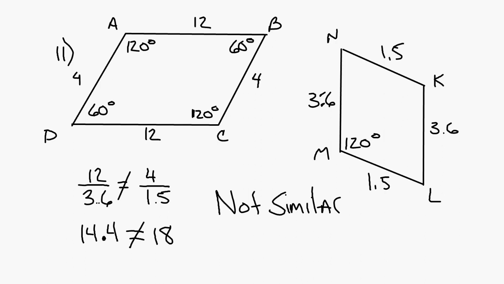Number 12. In number 12, you're given two shapes. You're told that the polygons are similar, but not necessarily drawn to scale. Find the value of x. You can take that 10, that side AD, and write a ratio. The 10 goes over the 38. Those are corresponding sides. You can make that equal to the 5. The 5 corresponds to the x.